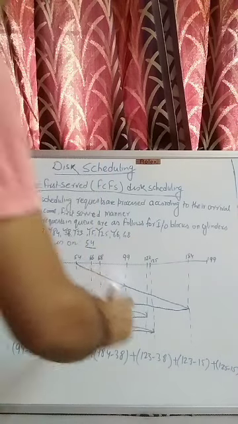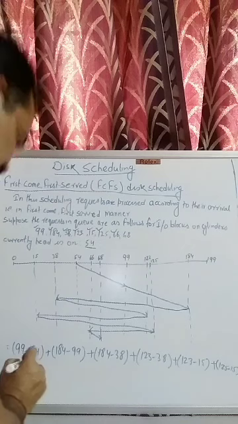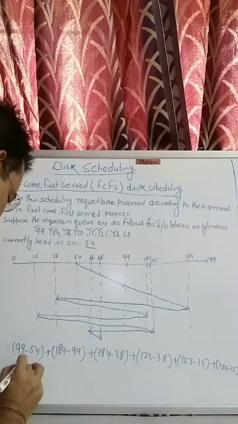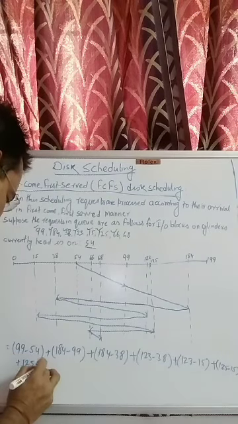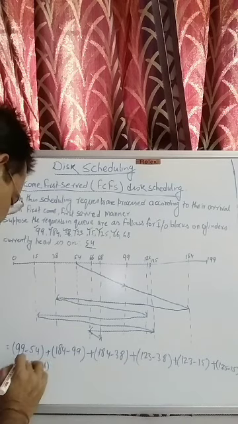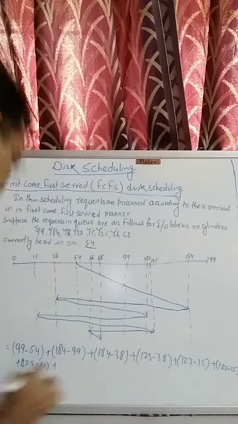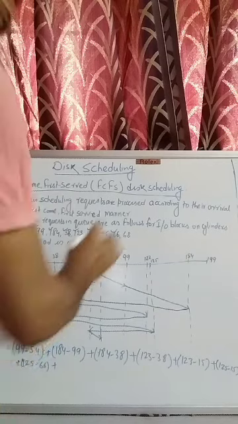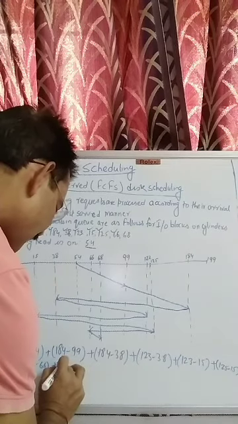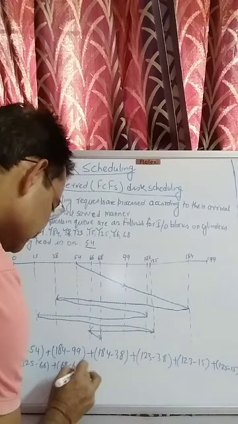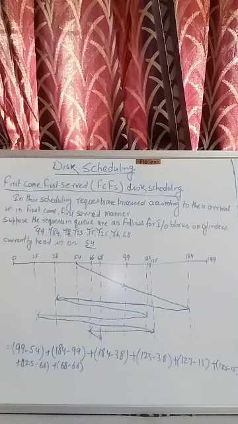Then 125 to 66. So 125 minus 66, then 66 to 68. So 68 minus 66. These are the head movements for processing the given set of requests.